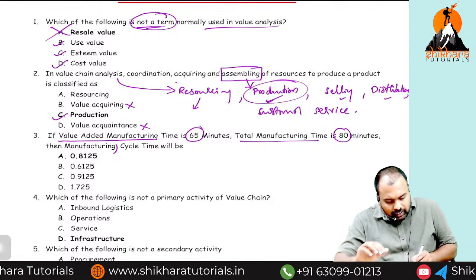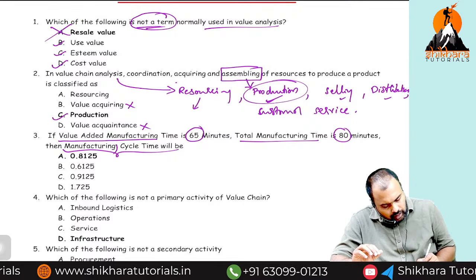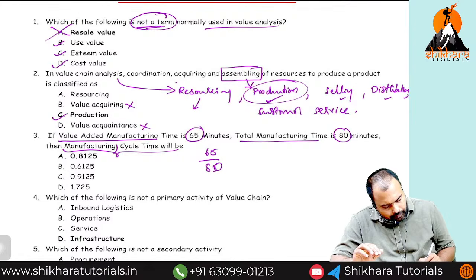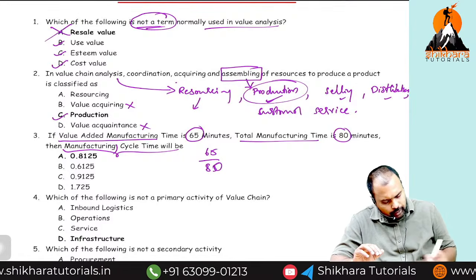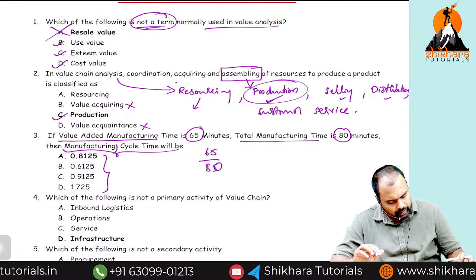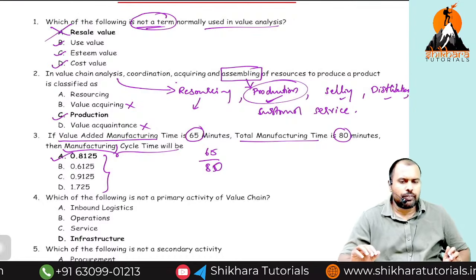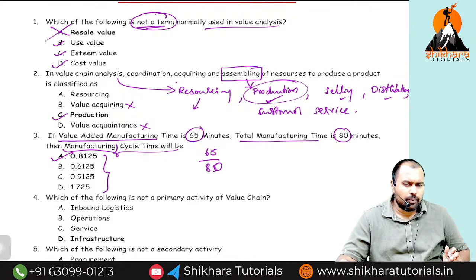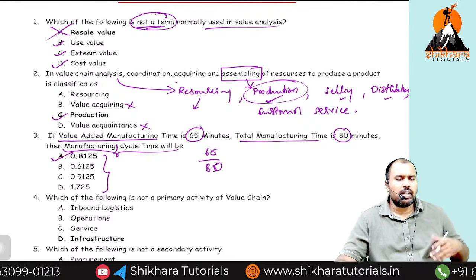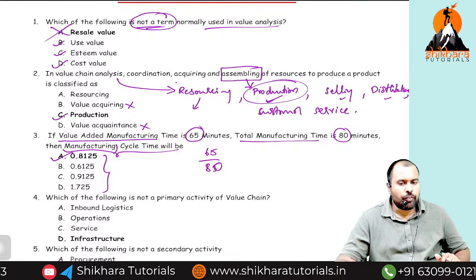Then what is the manufacturing time they're asking? Out of the total time, what is just the manufacturing time? That's nothing but out of 80 minutes, 65 minutes. So 65 divided by 80. Based on the answers you can see it has to be a percentage. So it has to be 65 divided by 80, which is 0.8125. So out of total time, value added manufacturing time is 65. They're asking manufacturing cycle time. How much do you take just to manufacture the product? That's nothing but 81.25 percent.